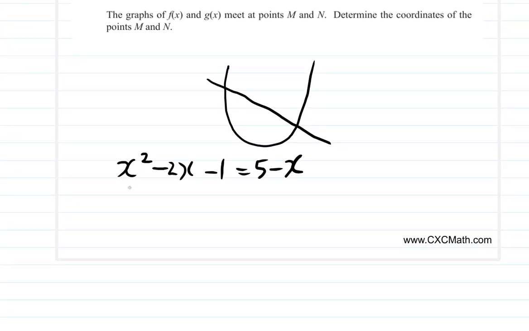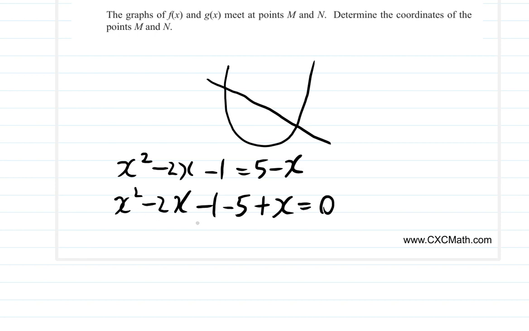Here, if you subtract 5 from both sides and add x to both sides, what will happen? It's x squared minus 2x minus 1 minus 5 on the left. On the right, when you minus 5, it will disappear. 5 minus 5 is 0. You add x on the left of the equal sign. When you add x over here, negative x plus x is 0. What you have is all of this is 0.